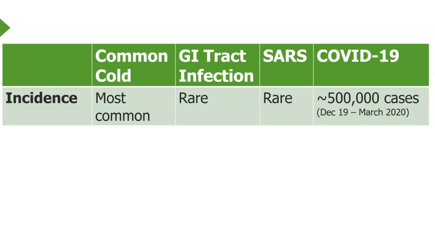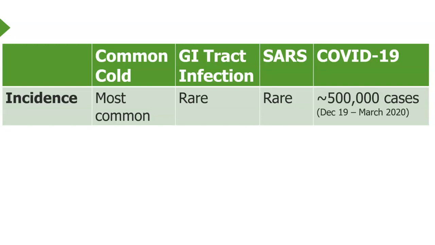So the incidence of this common cold is pretty regular for most people to get a common cold at least once a season, if not more than once. The GI tract infection portion is rare. So talking about a coronavirus infection of the GI tract, that's pretty rare. SARS, thankfully, today is pretty rare. But COVID-19 caused by SARS-CoV-2 is obviously not rare. From December 19th to March 20th, we have about 500,000 cases, and the numbers were changing every day.